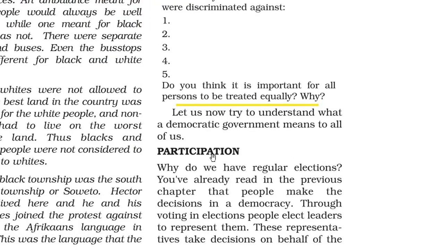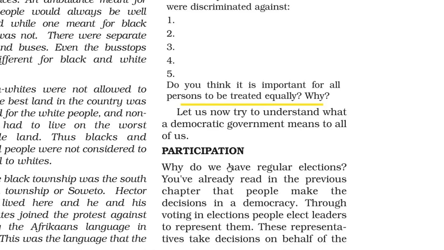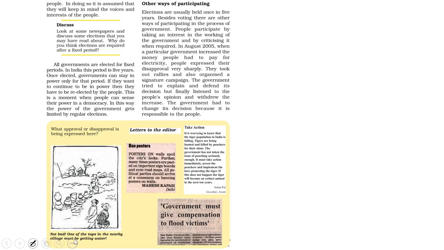So let us now try to understand what a democratic government means, and what it means to all of us. First thing is participation. Why do we have regular elections? We have already discussed that the people make the decisions in democracy. By the people, for the people, this is democracy. So through voting in elections, people elect leaders to represent them. And these representatives take decisions on behalf of the people who have elected them.